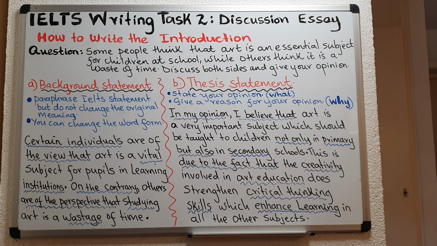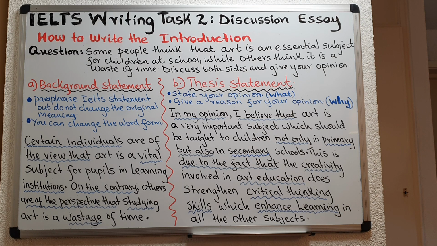Now that we have all the information that is important to remember when it comes to IELTS Writing Task 2, let's begin our question. How to write the introduction. The first thing that you need to do is read the question and make sure you identify all the different parts of the question. Let's read the question together. Some people think that art is an essential subject for children at school, while others think it is a waste of time. Discuss both sides and give your opinion.